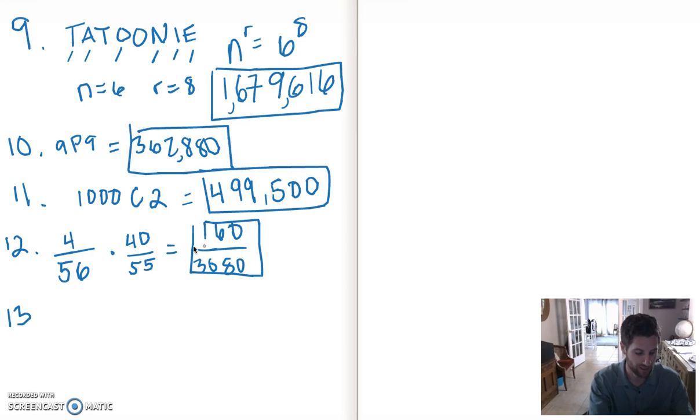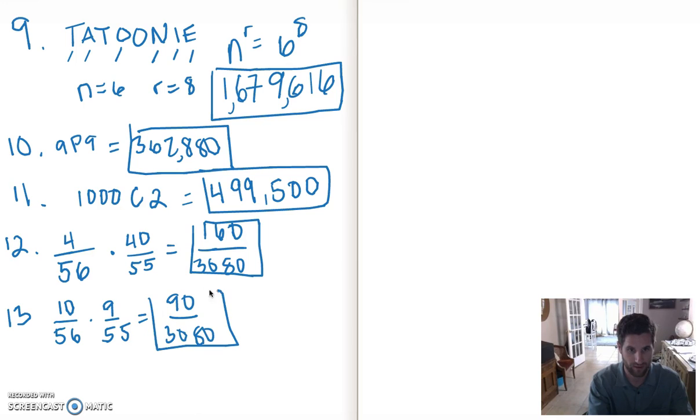Okay? 13. Sorry, I haven't boxed a couple of these last ones, have I? Getting lazy. 13. Here we go. 2 Snickers, so he's got to eat 1 Snickers, so that's going to be 10 out of 56. And then times 9 out of 55, because we ate 1. All right, it's gone. So 90 on top, and 56 times 55, we did that before, so it's the same right there. Okay, you all know how much Austin likes his Snickers.